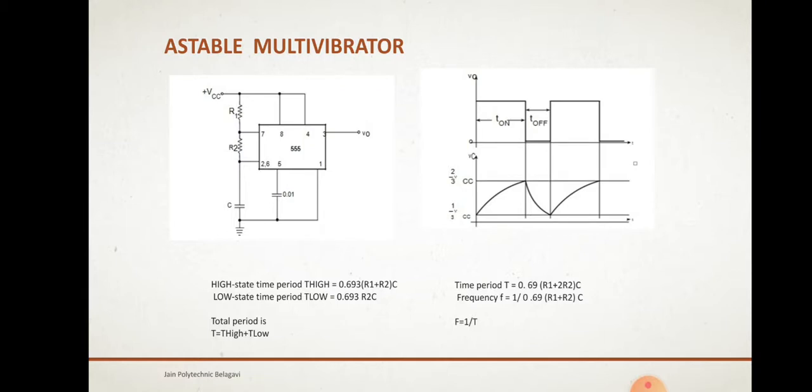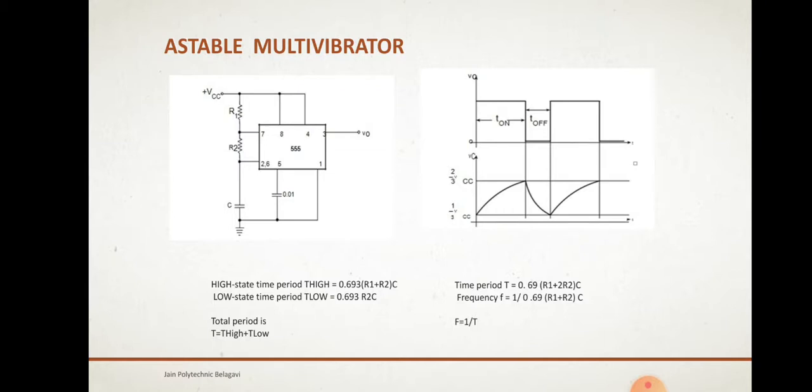Terminal 4, or pin number 4 of the IC, is the reset terminal or reset pin, usually connected to plus VCC. Also, if the voltage at the terminal is driven to 0.4 volt, the output is forced to the low state. That is overriding command pulses at terminal 2 of the IC.